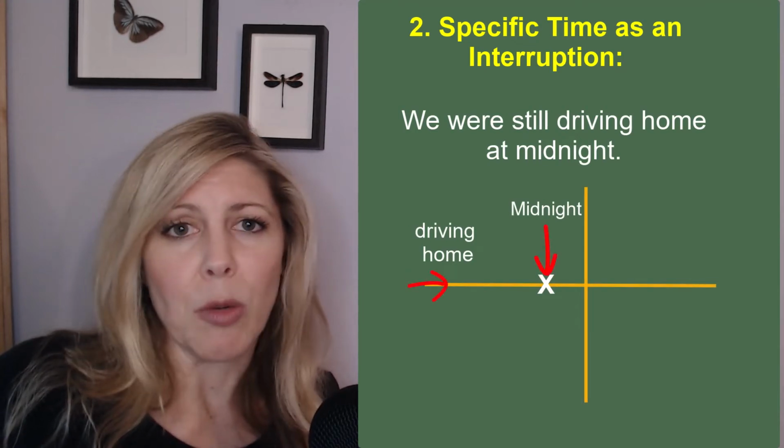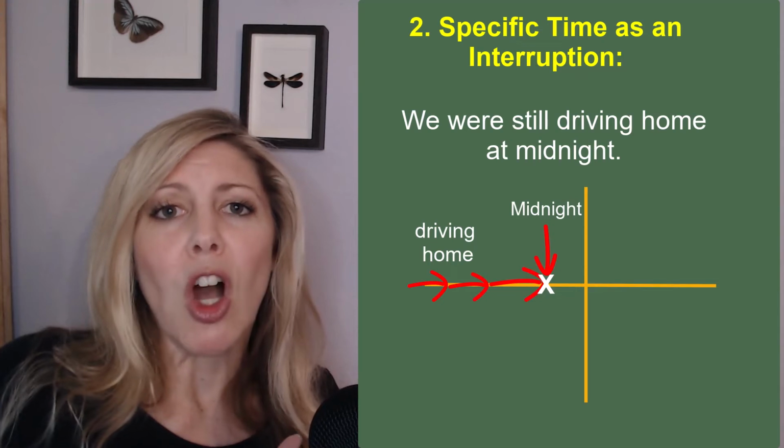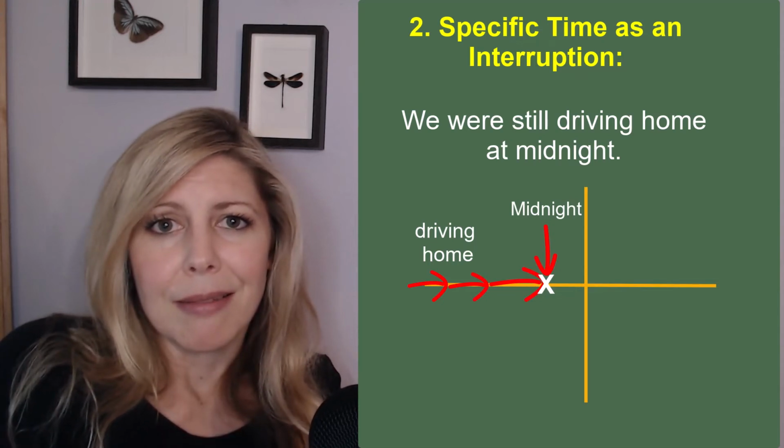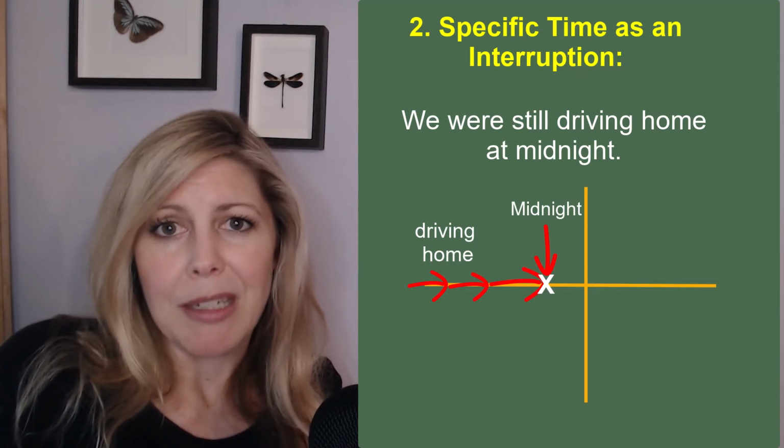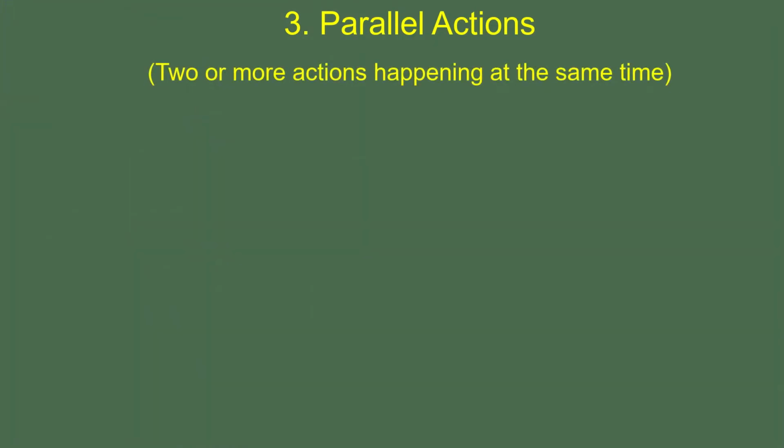Same thing, we were in progress of driving home, then midnight came, it was midnight, and we were still driving. A third way is parallel actions. Two actions happening at the same time. Okay, exactly the same time.